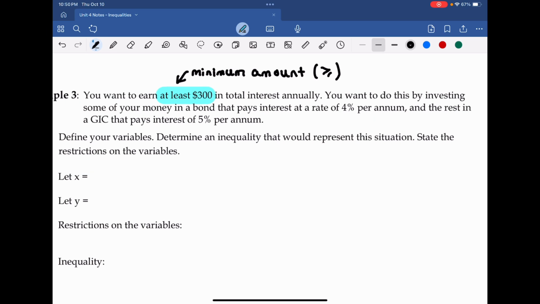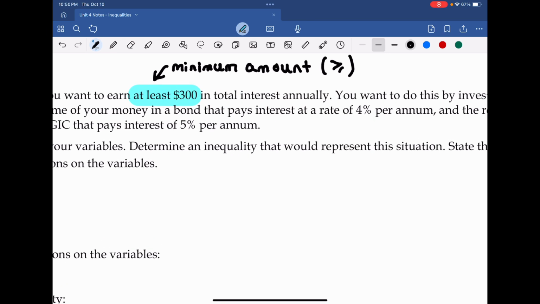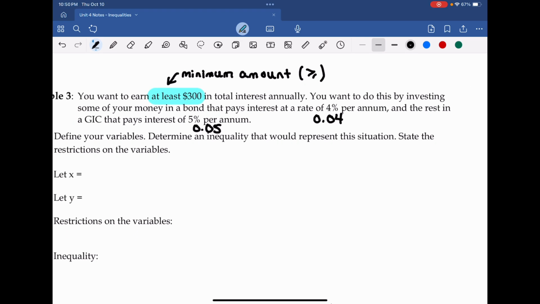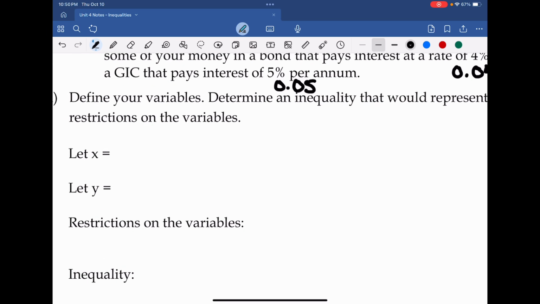Now, when we write these things in terms of actually being able to use them in mathematics, the percentages we want to write in terms of the decimal value. So this is going to be 0.04, which is the percent out of 1, and then the 5% is 0.05. There we go. Now, what we want to do is define our variables. First and foremost, I'm going to let X be the amount of money that we invest into the bond. So let's do that right away.